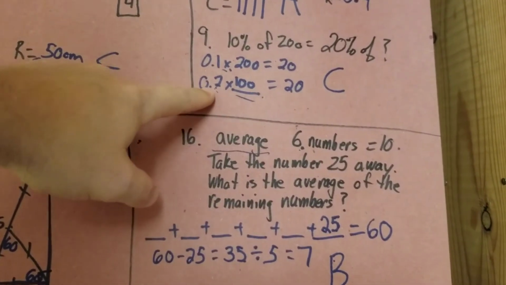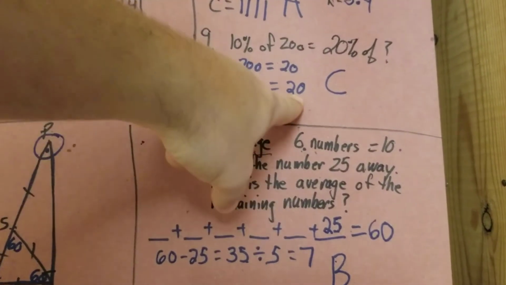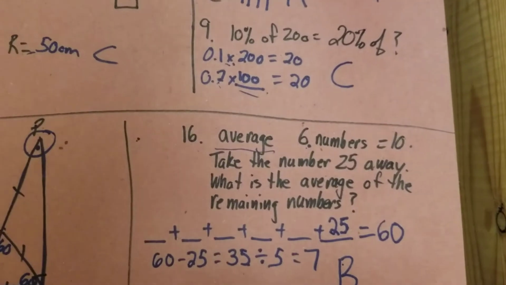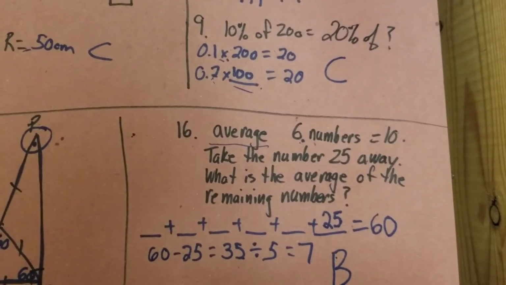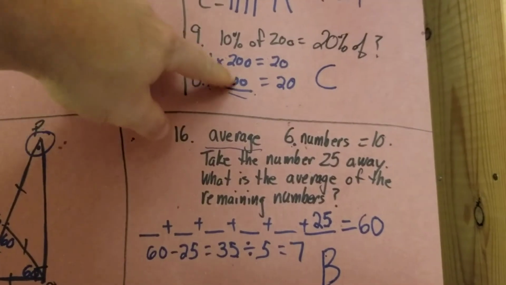So 0.2, which is 20%, times what is 20? So I have all my options. So I think it's like 40, like 50, then 100, and it's 100. So because this is double, this is cut in half.